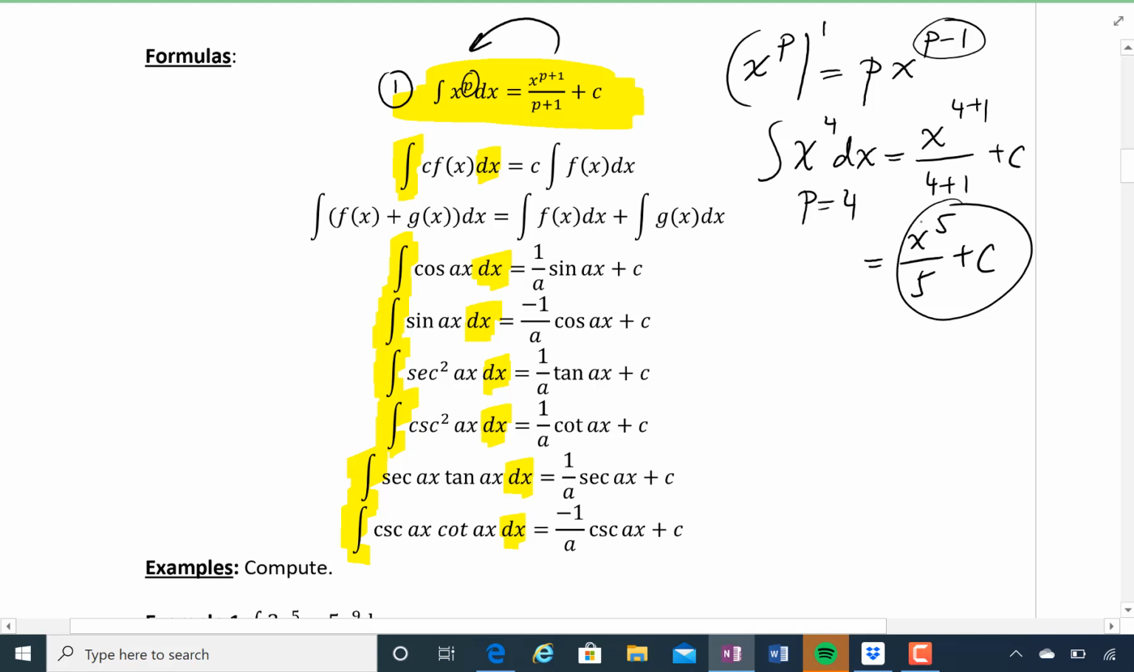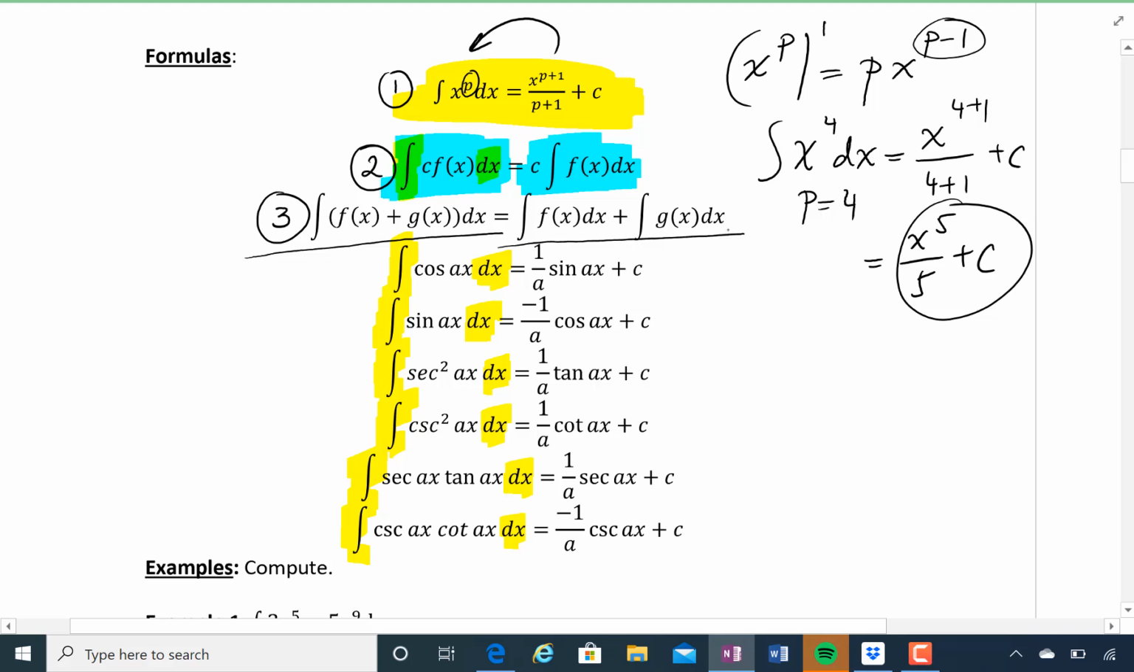The second formula says that if you have to calculate an integral of a constant times a function, the constant comes in front. The third formula says if you have to calculate the integral of a sum of two functions, you can just distribute the integral to each function.